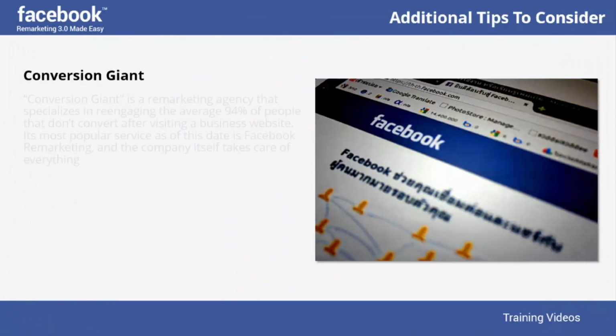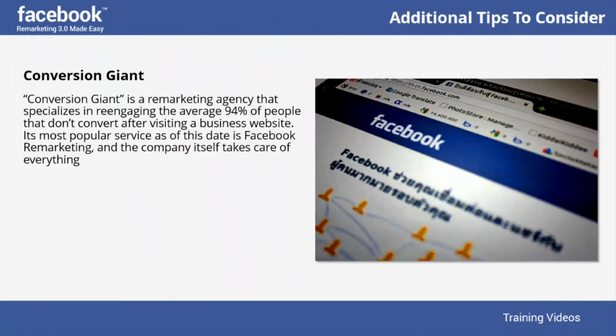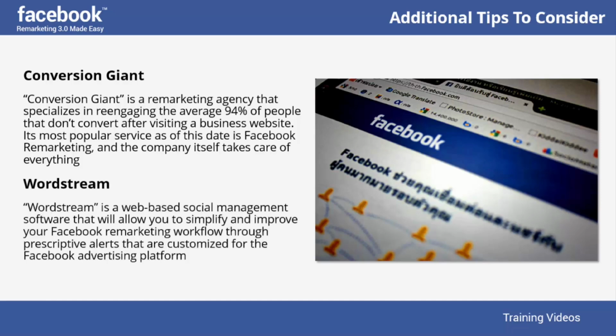Conversion Giant. Conversion Giant is a remarketing agency that specializes in re-engaging the average 94% of people that don't convert after visiting a business website. Its most popular service as of this date is Facebook remarketing, and the company itself takes care of everything. WordStream. WordStream is a web-based social management software that will allow you to simplify and improve your Facebook remarketing workflow through prospective alerts that are customized for the Facebook advertising platform.